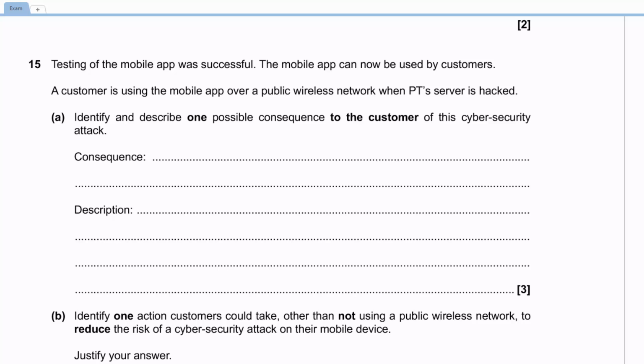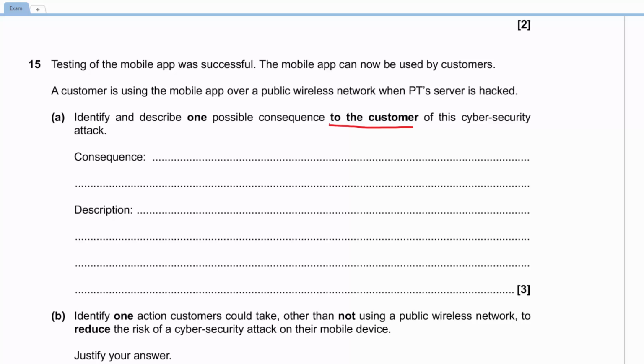A customer is using the mobile app over a public wireless network when PT server is hacked, which is not so good. We must identify and describe one possible consequence to the customer of a cybersecurity attack. So, and this is worth 3 marks in this case. So you've got to think about, well, first of all, we're focusing on the customer, not focusing on PT itself, so a person using the app. What could happen if the attacker has hacked the server?